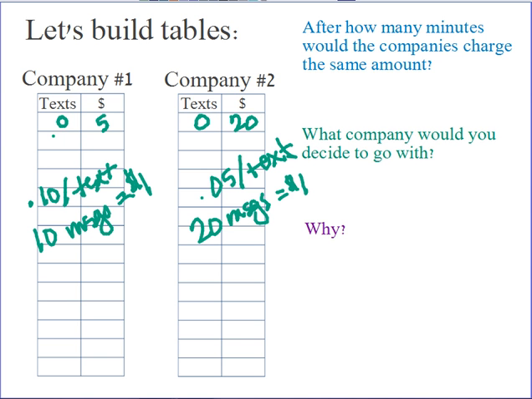So over here, I'm going to start by going by tens. For every 10 messages, they're going to add an extra $1. So at 20 messages, I would be spending 7, and so on and so forth. Over here, I'm going to go by 20s. So after 20 messages, they're going to charge me $21. After 40 messages, they're going to charge me $22. I'm going to fill out these charts to find out after how many messages the companies would charge me the same amount. That's our break-even point.